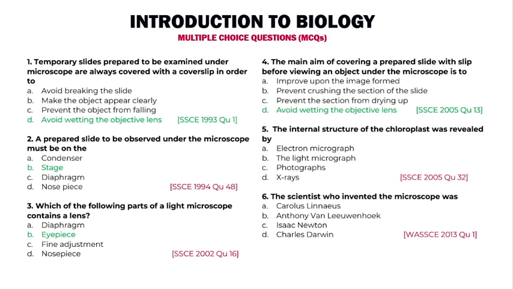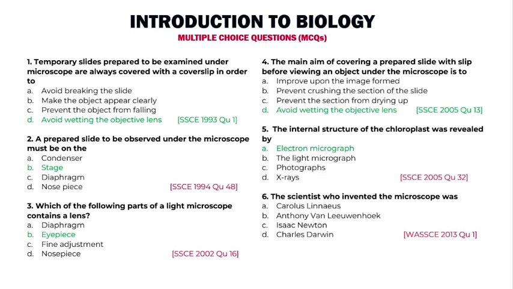Question number 5. The internal structure of a chloroplast was revealed by A. Electron micrograph. B. The light micrograph. C. Photographs. D. X-rays. Now, the internal structure of a chloroplast was revealed by the use of the electron micrograph.